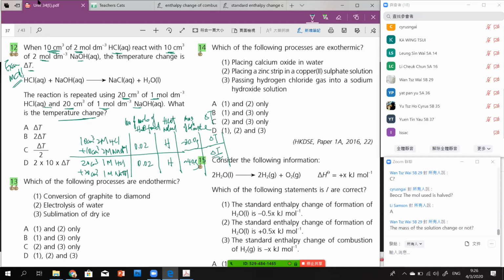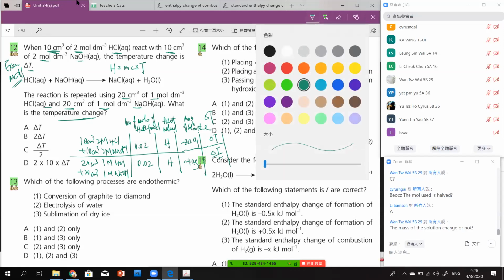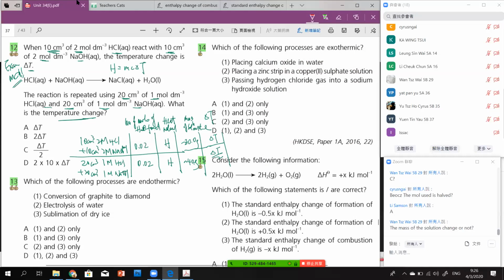Why? We have got H is equal to MC delta T. Again, just like what I've just said in the last case, we are going to release the same amount of heat because I produce the same amount of water. But for this part, it is double. So if you treat this the same, what will happen is to make this delta T half, such that H can still be the same.